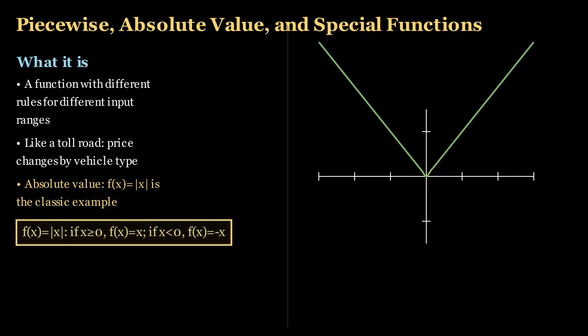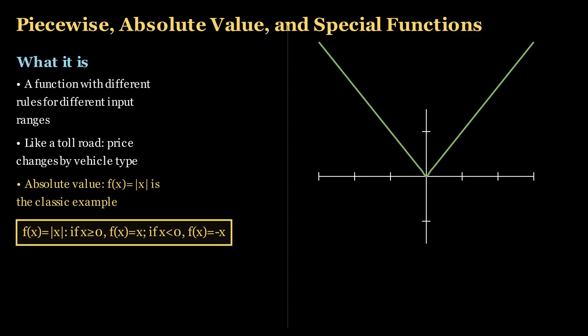The most famous example is the absolute value function, f of x equals the absolute value of x. For positive inputs, the rule is just give me back the same number. For negative inputs, the rule flips to give me back the opposite, the positive version. So it is literally two different linear rules glued together at 0. Why do we care about these patchwork functions? Because the real world is full of sudden changes.